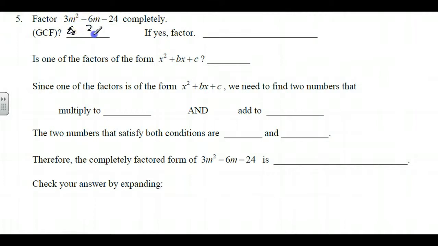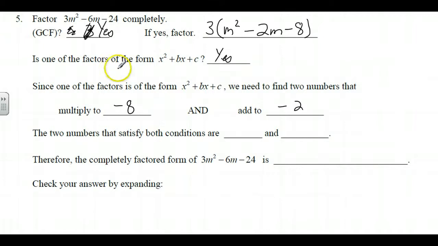Let's get rid of that. So 3, greatest common factor. Yes. What is it? It's a 3. So take a 3 out. Now you notice there's no m that's common to everything. So 3, m squared minus 2m minus 8. Signs are going to stay the same. There's 3 terms in the original. There must be 3 terms in the bracket. This factor is of the form x squared plus bx plus c. We need two numbers that multiply to negative 8 and add to negative 2.